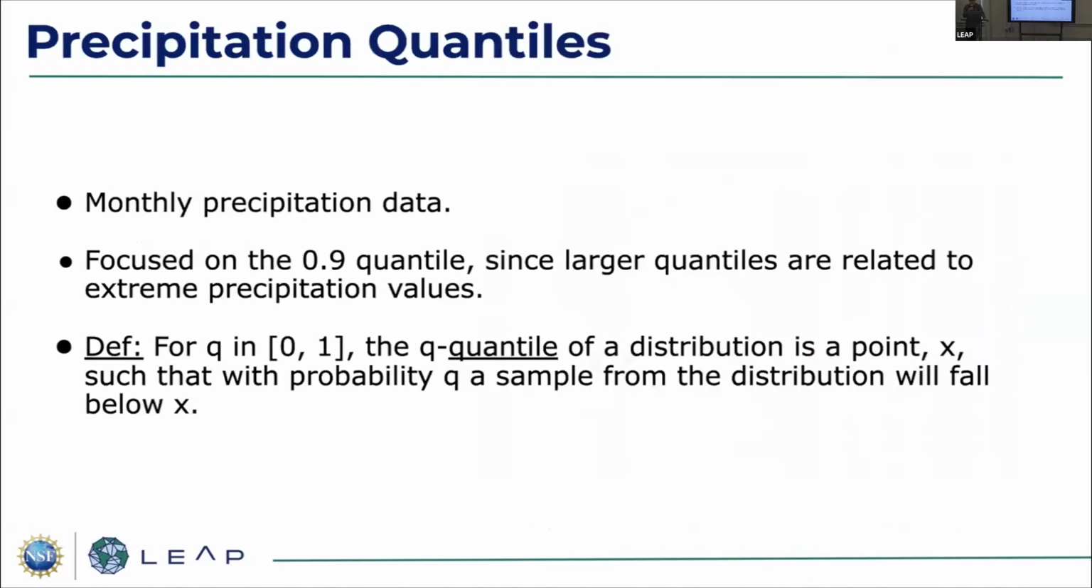In my work, I worked with monthly precipitation data, and I focused on the 0.9 quantile, since larger quantiles are related to extreme precipitation values that might be more societally relevant.